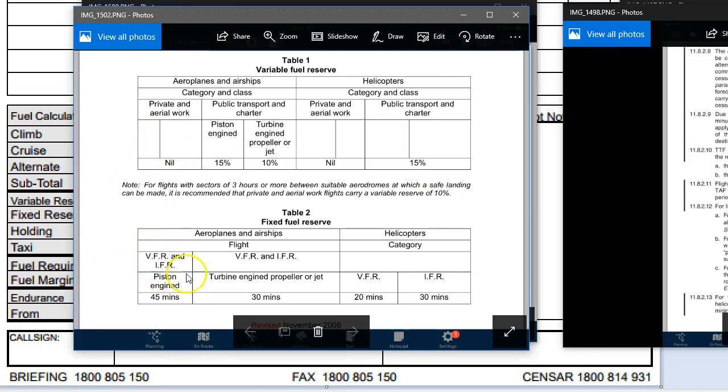VFR and IFR fixed reserves, okay, piston engines, you must have 45 minutes. And you must actually have that. So you don't have to have that when you land, but you must have that available, planned for in your plan, and it should be in your aircraft when you take off. If by some chance you end up taking a little bit longer and you land with, say, 30 minutes worth of fuel and CASA ramp checked you, you wouldn't be in trouble. They would simply want to know why you didn't have the amount of fuel left that you had predicted.